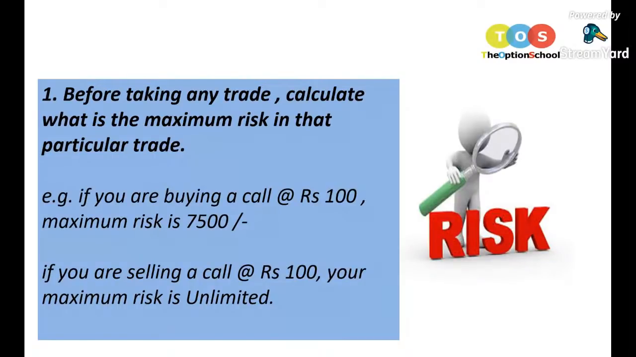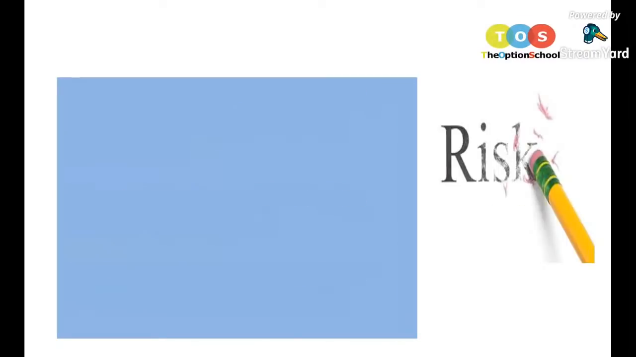Even for people who are not in options, even if you are into cash buying, let us say you want to buy a share which is worth 2000 rupees, and you buy even 10 shares of that. That means you have invested 20,000 rupees in the market. So what is your maximum risk? You must know that this share can maximum become zero. My maximum risk is 20,000, right? So before taking any trade, I must calculate what is the maximum risk involved in that trade.